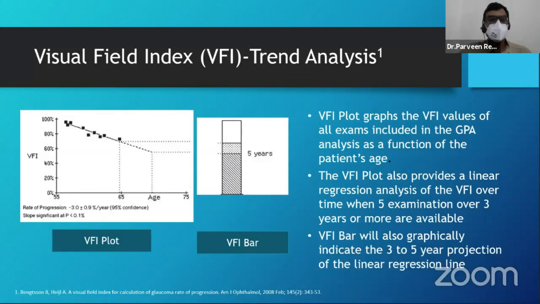Further, with the VFI bar, it also predicts that if this rate continues for the next couple of years, so in the next 5 years, where this VFI will stand. So it's a good tool to predict also. Not only does it give the rate of progression, but it also projects where the visual field will reach in a patient if the same rate of progression continues.